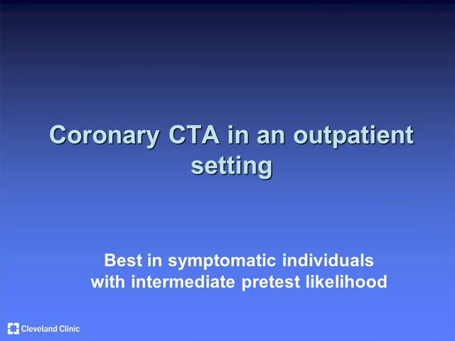What about a symptomatic person? You have somebody presenting in your outpatient scenario. The broad theme is that it is good in symptomatic individuals who have intermediate pretest likelihood. So here, this is not Framingham risk score. This is the Morise criteria, the Diamond-Forrester criteria, et cetera. So if you have intermediate pretest likelihood, CT angio could be good.